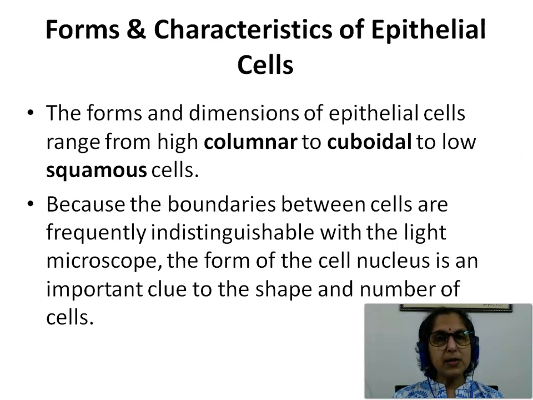The forms and dimensions of epithelial cells range from high columnar to cuboidal to low squamous cells. Because the boundaries between cells are frequently indistinguishable with the light microscope, the form of the cell nucleus is an important clue to the shape and number of cells.